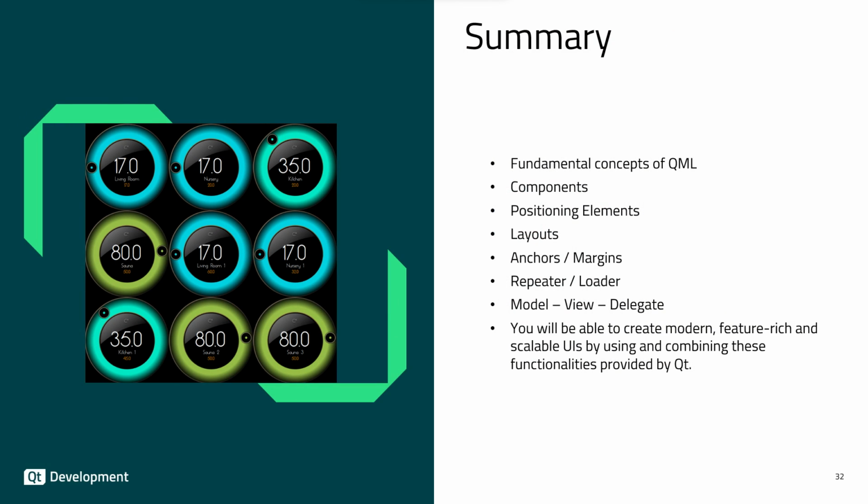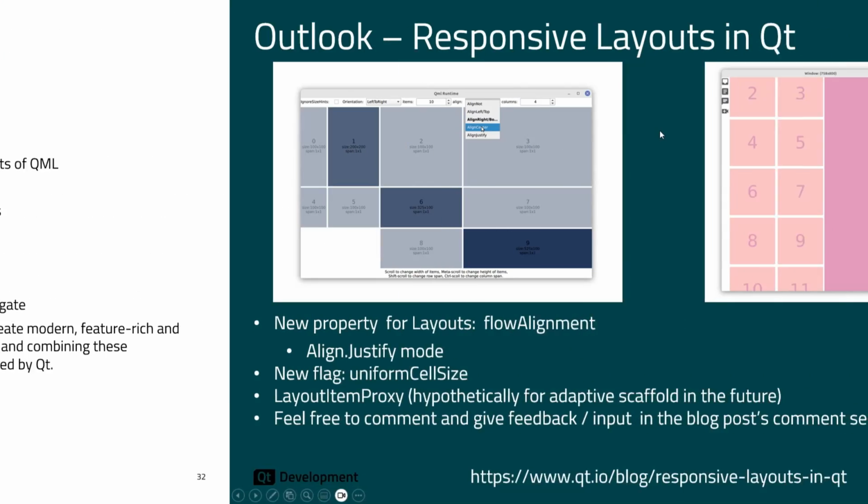Now it's time to quickly summarize the topics that were presented. We've seen some fundamental concepts of QML, looked at components and how to componentize your UI, how to use UI elements in combination with positioners, layouts, anchors, and margins, and finally repeater and loader, as well as the concept of model, view and delegate to enable a dynamic behavior and user experience. You will be able to create modern, feature-rich, and scalable UIs by using and combining these functionalities provided by Qt.